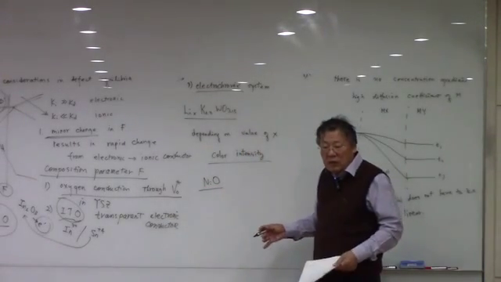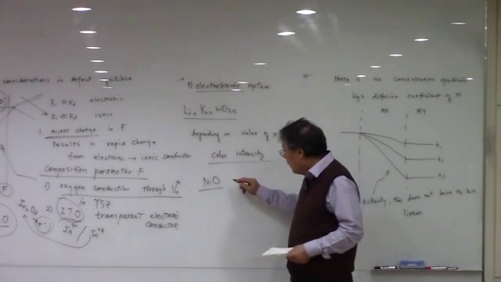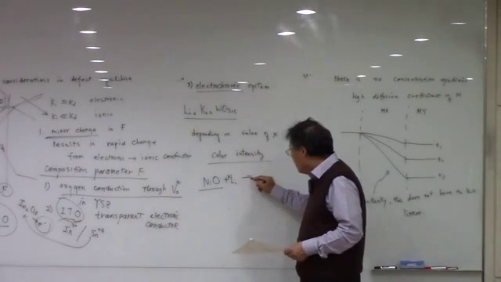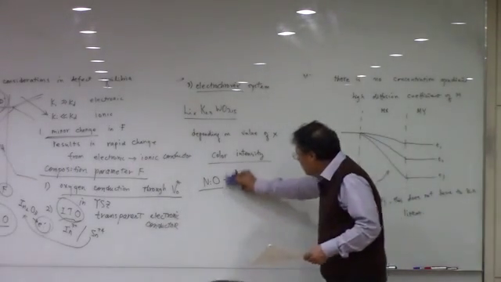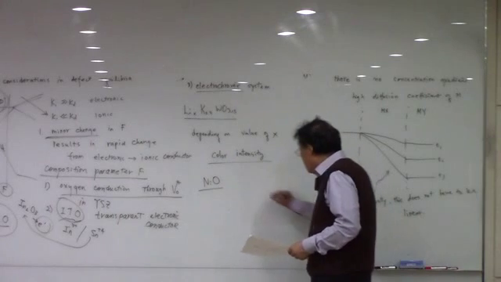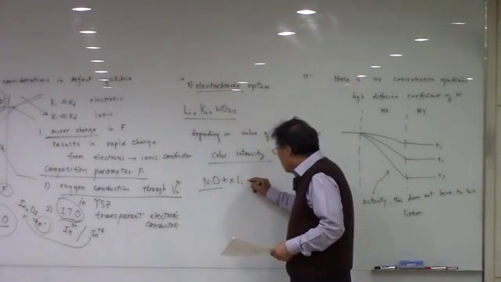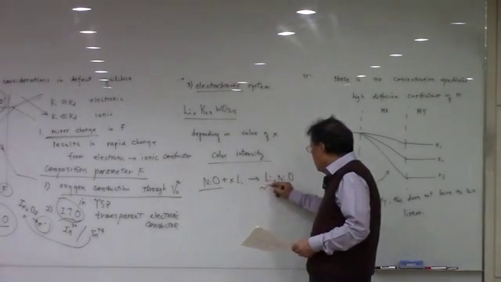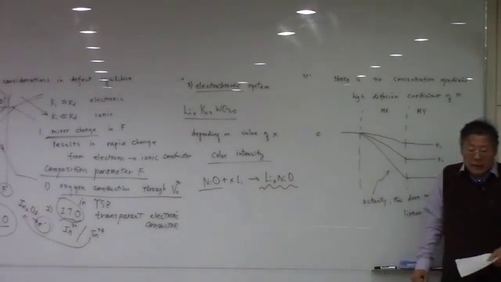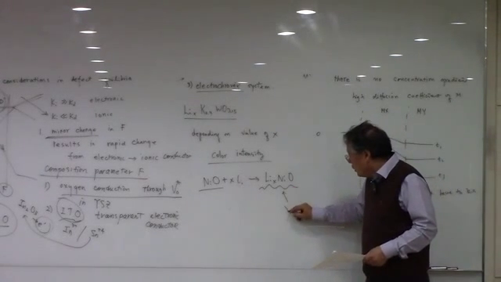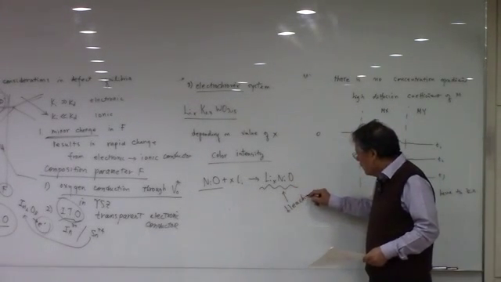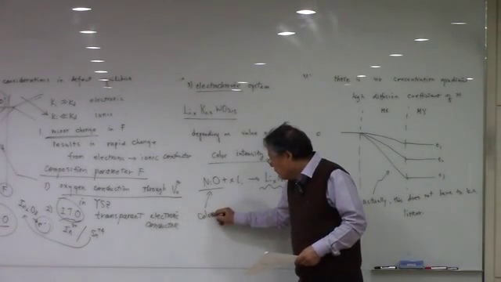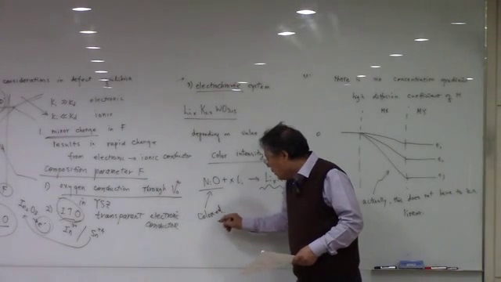NiO is originally colored deep blue, but if you put the lithium into this, so that you form the LixNiO, then it is bleached. This material is colored deep blue. Okay.